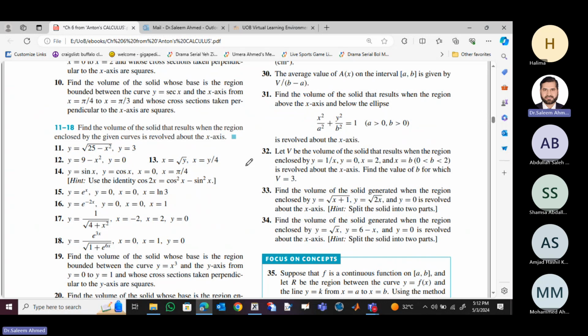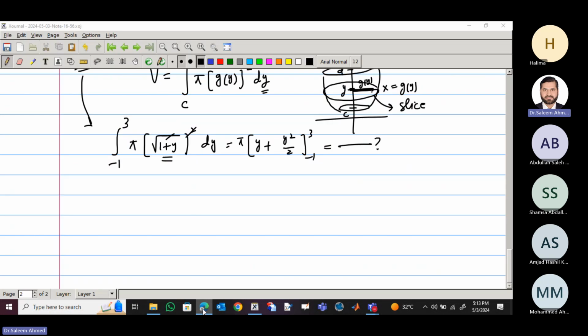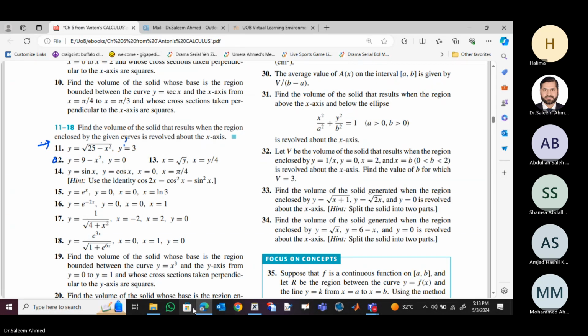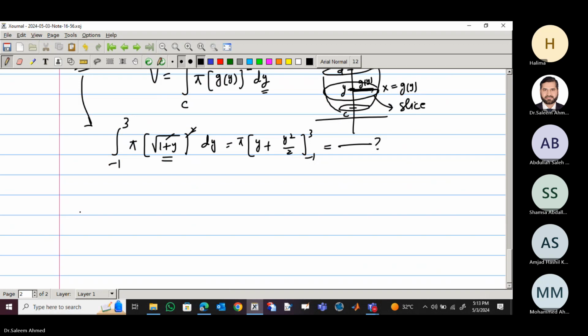Here, find the volume of the solid. If you look at this one, the 11th problem, here y is equal to square root of 25 minus x squared, y is equal to 3. Y is equal to square root of 25 minus x squared.